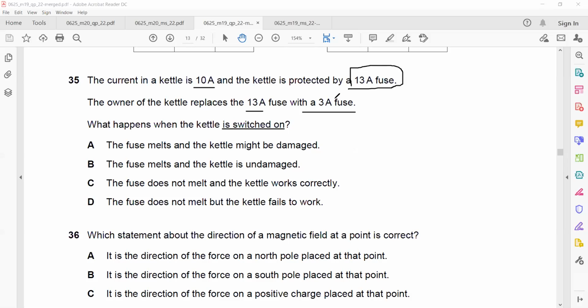How will the kettle be damaged? A fuse is used to protect it. So for a kettle, the current is 10 ampere, and the kettle is protected by a 13 ampere fuse. So it means 13 ampere is enough. The kettle can work with it.